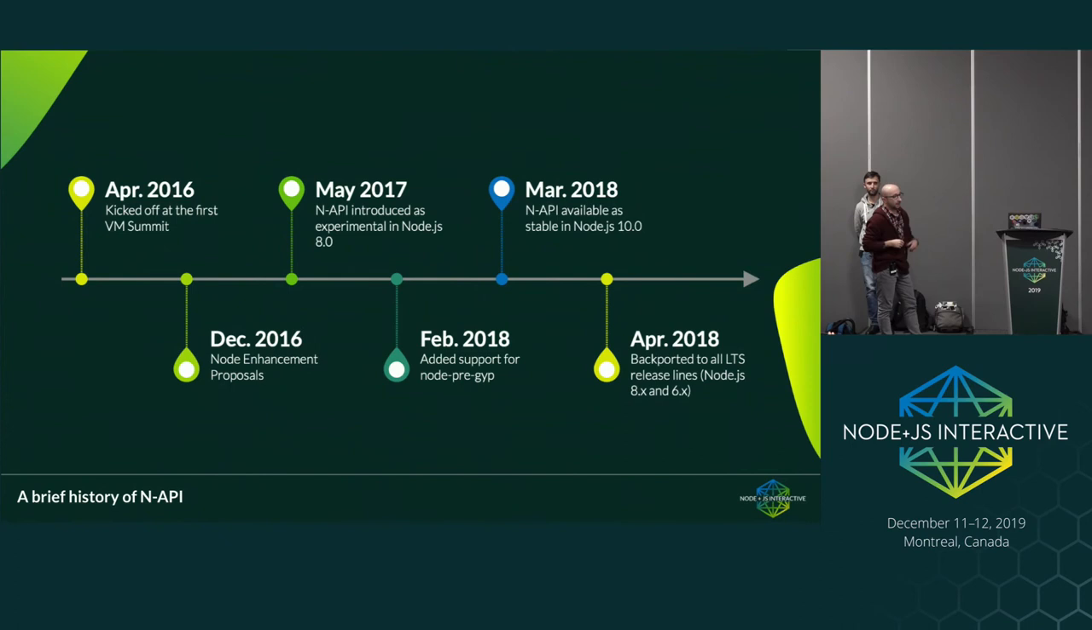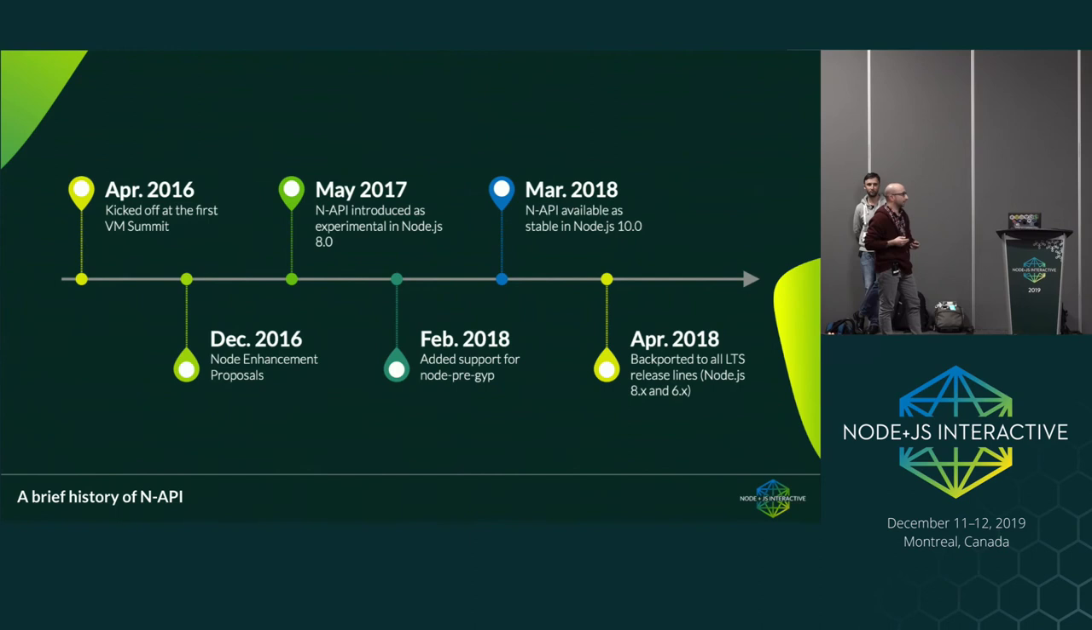After that, in July, at a new VM Summit, we agreed on the criteria to exit from the experimental status. Having met these criteria, we got the agreement from the TSC to exit from the experimental status in March 2018. And then we started to backport N-API to all LTS release lines. In the middle of this long process, we started working on supporting pre-built tools like node-pre-gyp, because we believe that the distribution of native add-ons is as important as its implementation.